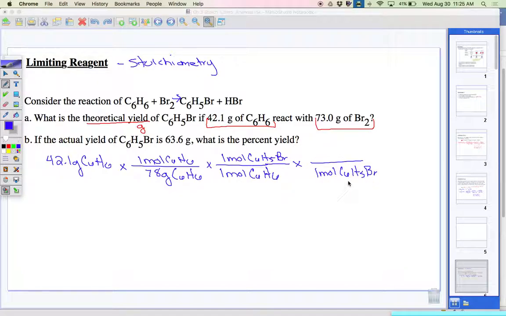All right, I don't know the molar mass of this. 72, 77. What's bromine? 80. 157. Somebody do the math. Make sure I'm right, because I can't do math.